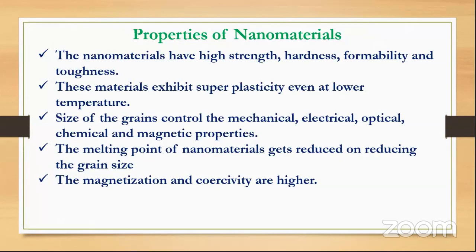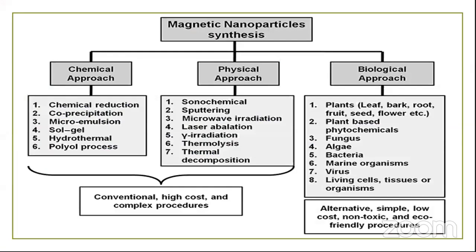Next, the melting point of nanomaterials gets reduced on reducing the grain size. If the grain size is larger and the particle size is heavier, the melting point is higher. If the particle size is smaller, the melting point is also lower for nanomaterials. The magnetization and coercivity are higher for nanomaterials.